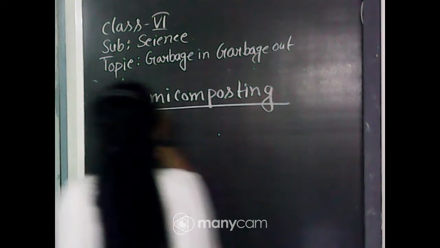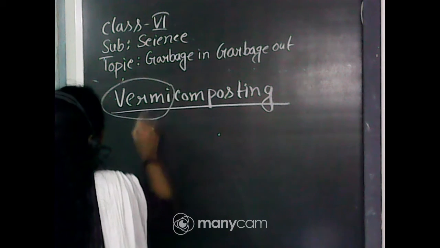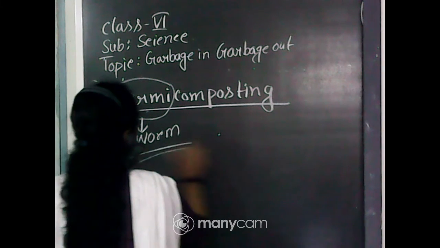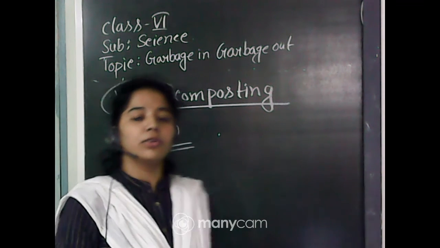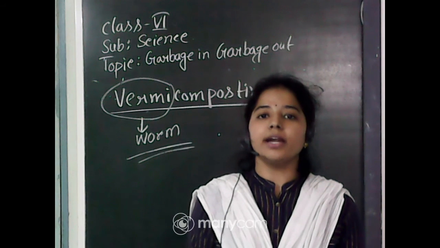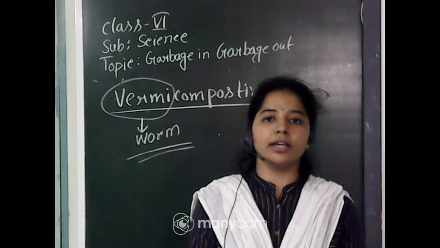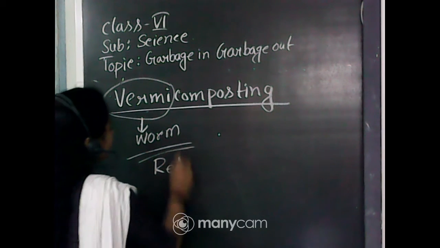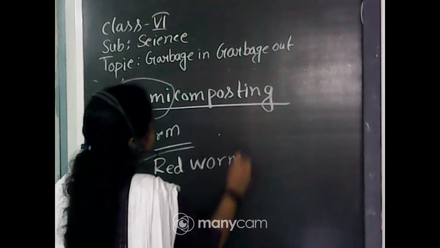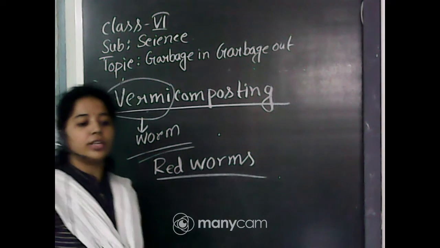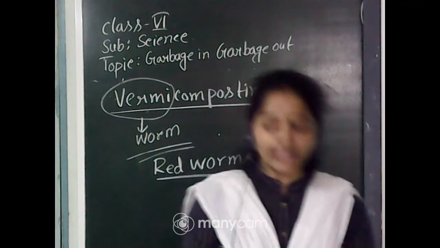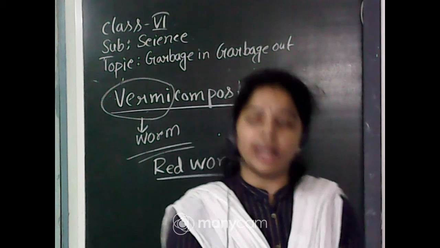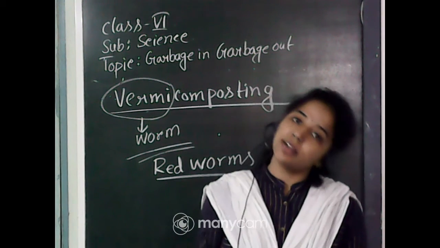Vermi means worm. So vermicomposting is the composting process done with the help of worms. Mainly vermicomposting is done by red worms. So they are called red worms. So what is vermicomposting? The method of preparing compost with the help of red worms is known as vermicomposting.